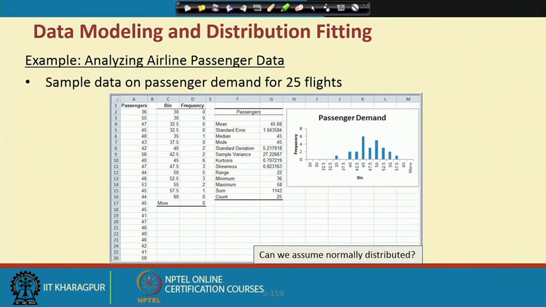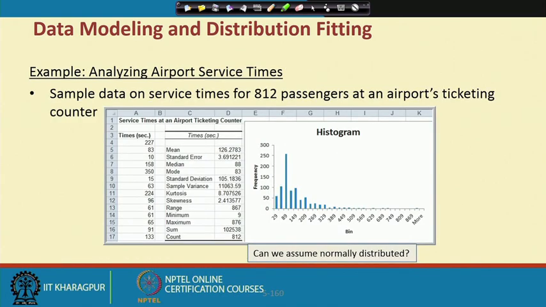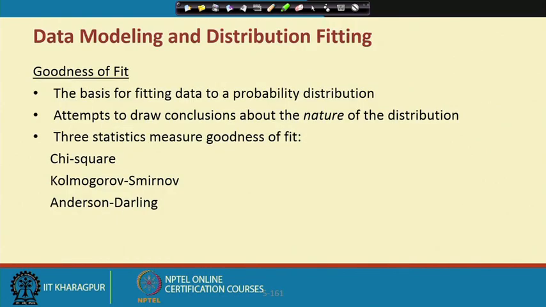Again, these are the kind of structures. This is airline passenger data, and you can create structures, then follow a histogram, then check whether it is normally distributed or not, with similar kinds of examples. And so, data modeling and distribution fitting: this is why you need all these things. We need to find a particular efficient structure, what we call goodness of fit.